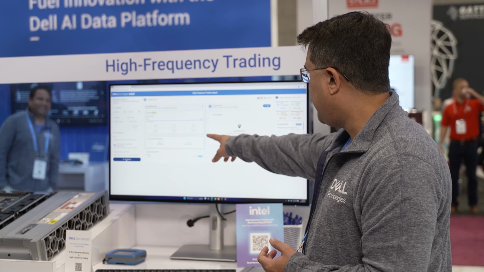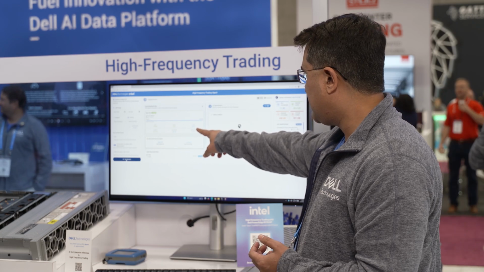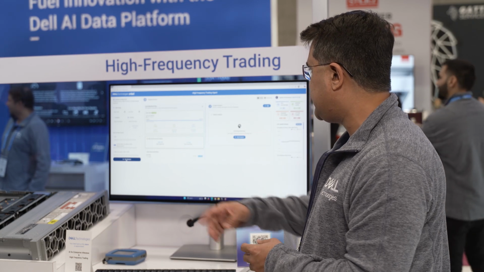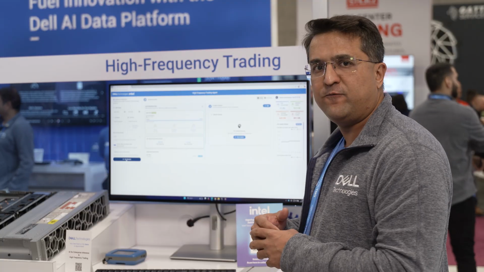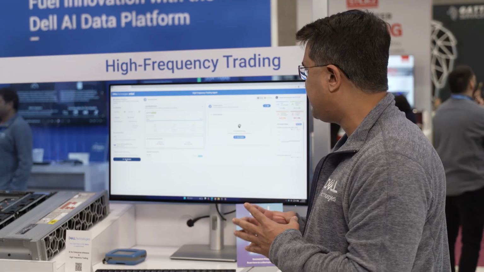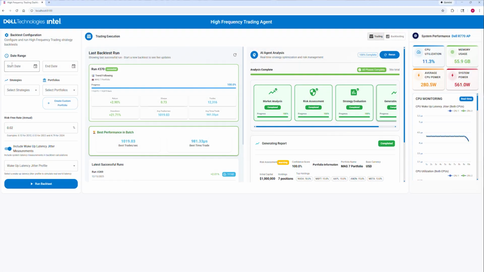So here you can see we were able to execute 12,316 trades at an 823.43 average trades per second, and your Sharpe ratio is 0.73. We're using the same range, the same strategy, and the same portfolio.